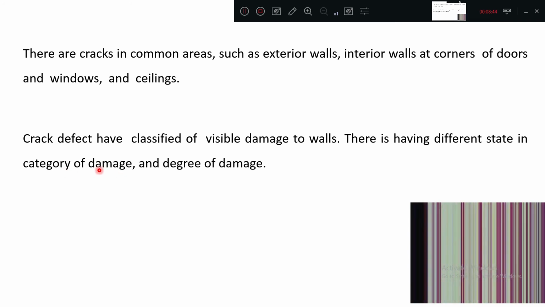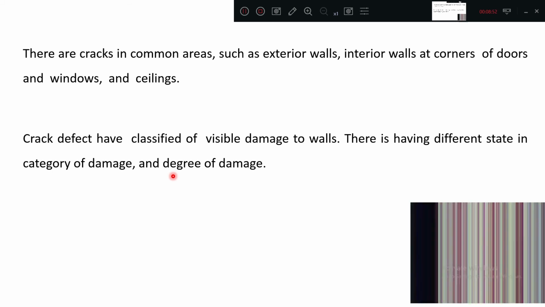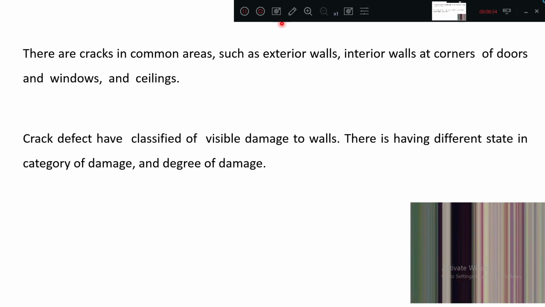There are different states in the category. So we can make the category of the cracks depending upon their width, depending upon their nature or the degree of damage. What are those? We'll see.